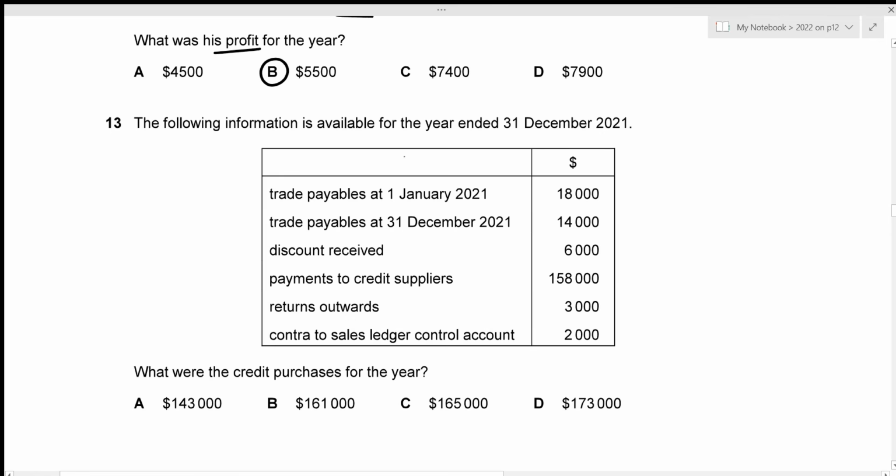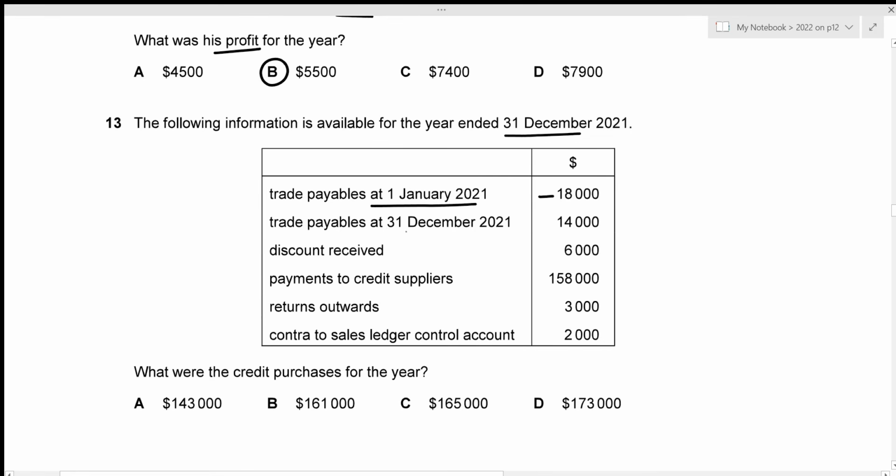The following information is available for the year ended 31st December 2021. We need to figure out the credit purchases for the year. We are given the trade payables at 1st January 2021. So this is our opening trade payables, which means that these are the values for credit purchases made last year, which means that these are not the credit purchases for this particular year. So we should not be including this amount, and excluding anything means we just need to subtract it. So we're just going to subtract this amount of 18,000.